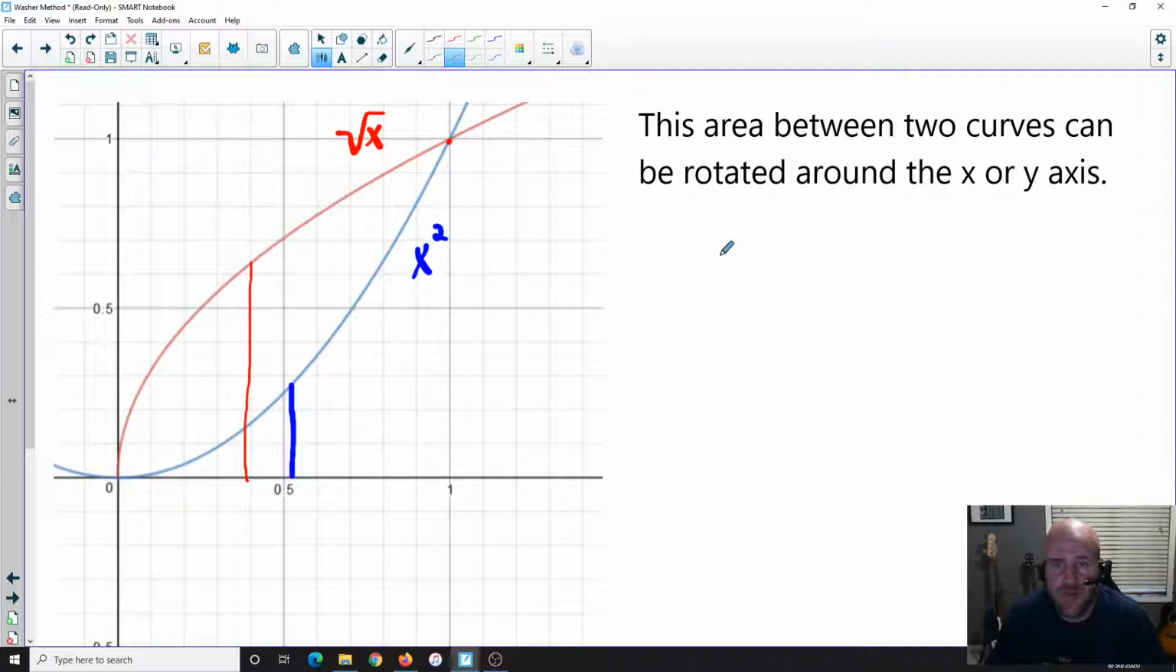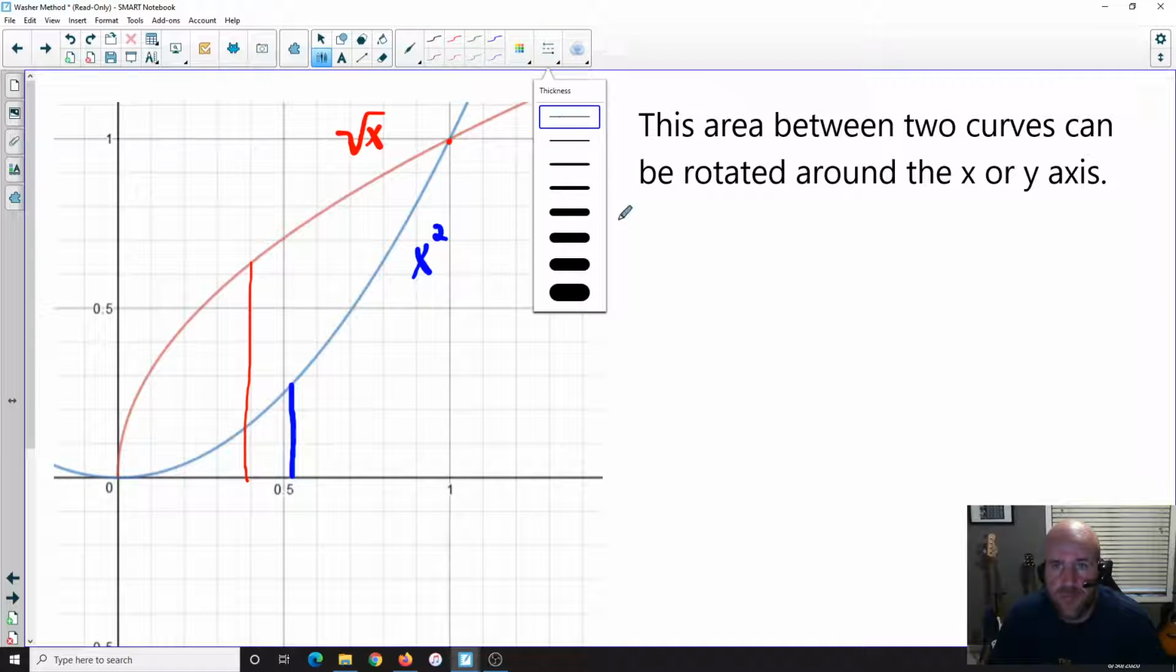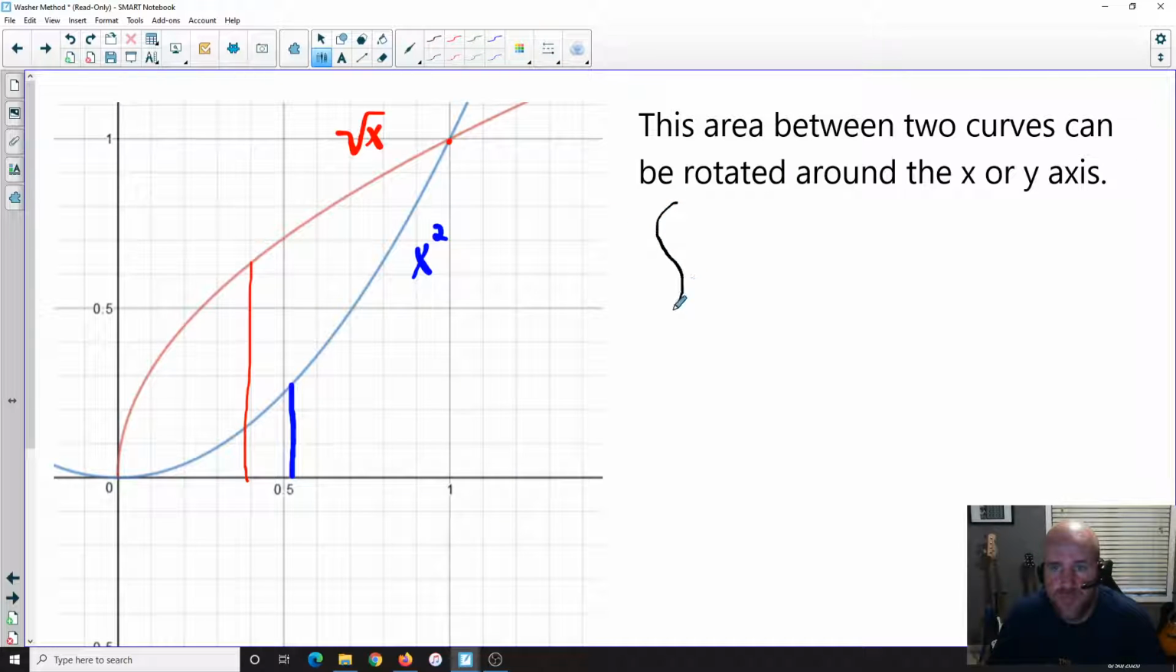Okay, so let's set up our integral. Integral from something to something, so we'll talk about that here in a second. So big radius, the outside radius, is going to be our square root of x. And remember, it's radius squared, minus our little radius, or the inside radius, which is x squared. And we have to square that.